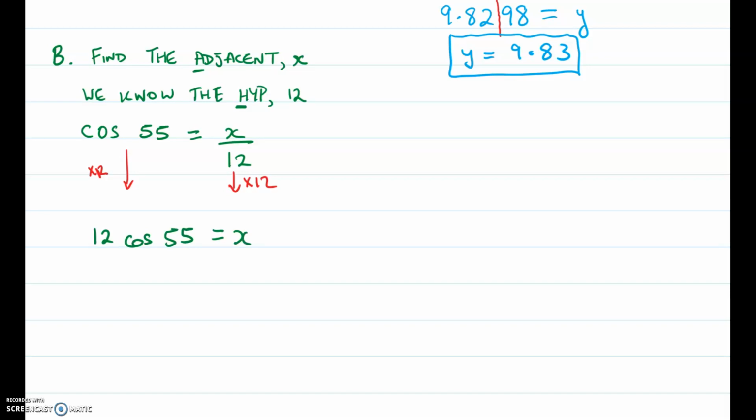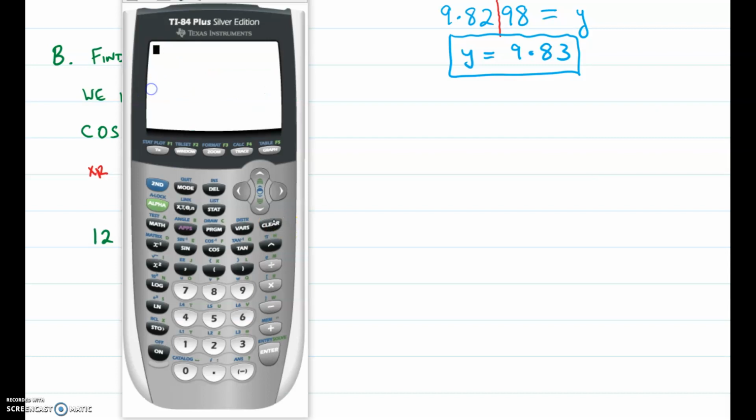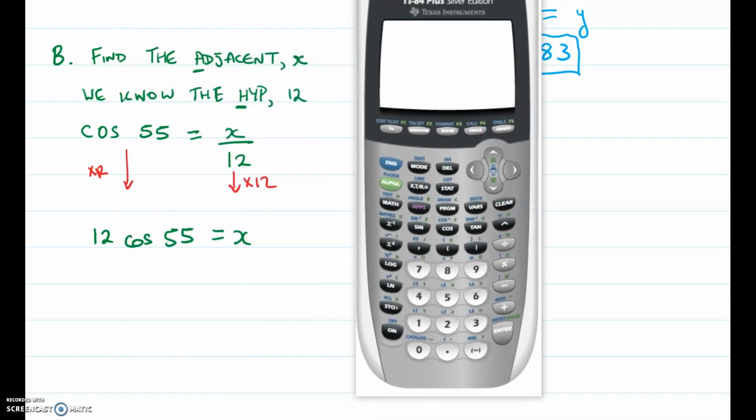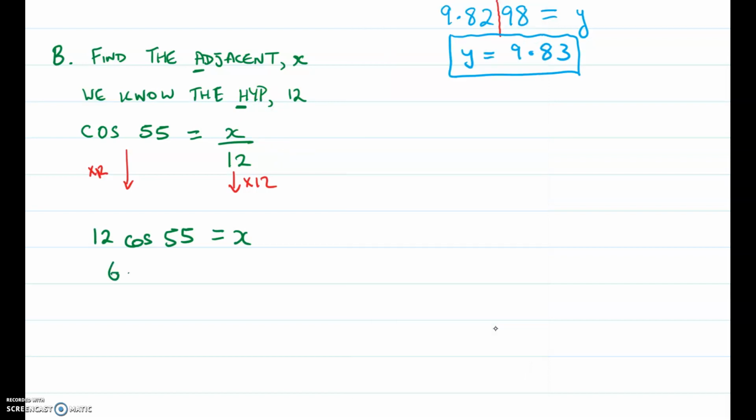At this point we can go to our calculator. The calculator is going to stay in degree mode, so we don't need to check it again. We type in 12 cosine 55 and we get 6.8829. So 6.8829 equals x, but correct to 2 decimal places, draw a little division line after the second decimal place. The 2 isn't big enough to push this up, so x is equal to 6.88, correct to 2 decimal places.